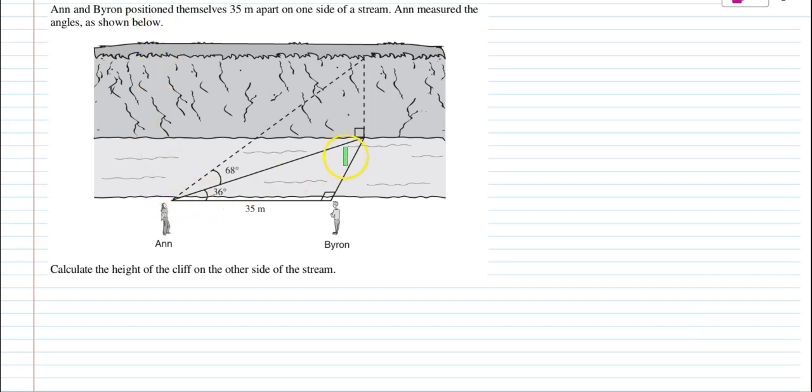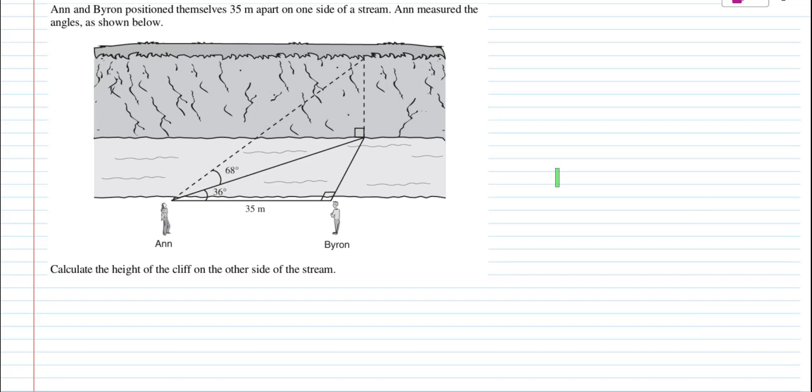So to the end of the other side of the river is 36 degrees relative to Byron, and to the top of the cliff, the angle from Anne's eyes is 68 degrees, based on the level ground on the other side of the river, which is the base of that cliff. The question is, what is the height of the cliff on the other side of the stream? I call it a river, but you can call it a stream.